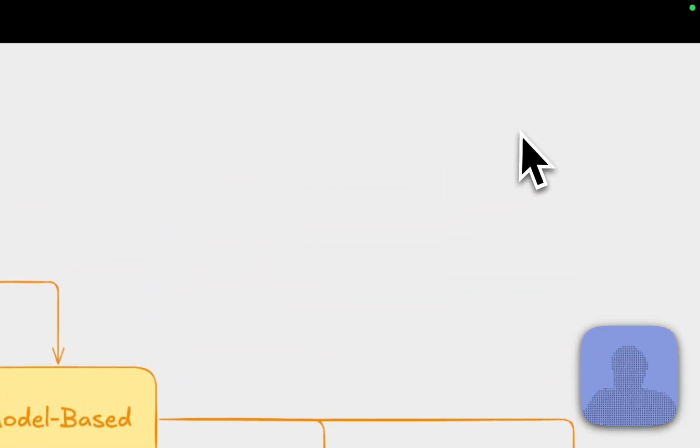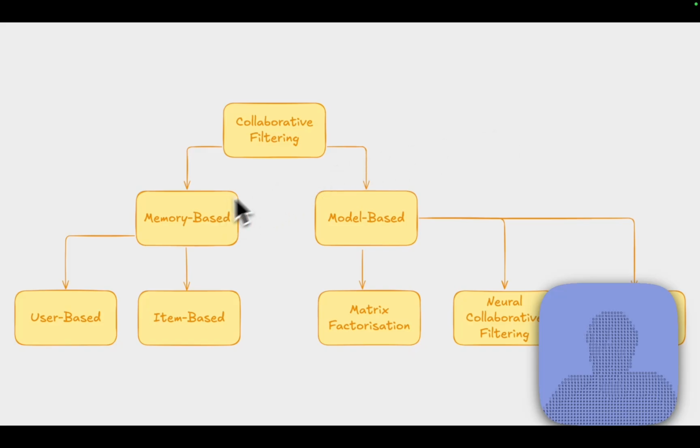Okay, there are a lot of different kinds of collaborative filtering. There's memory-based and model-based.